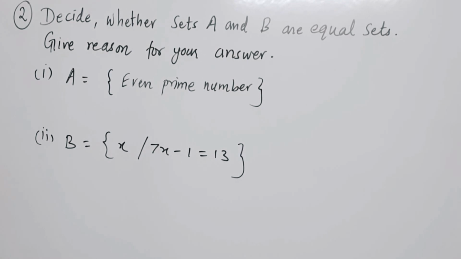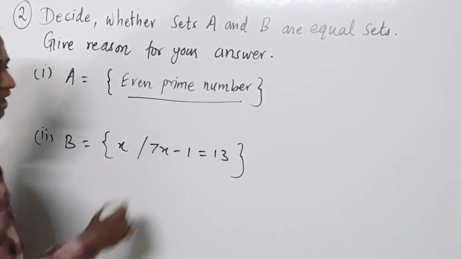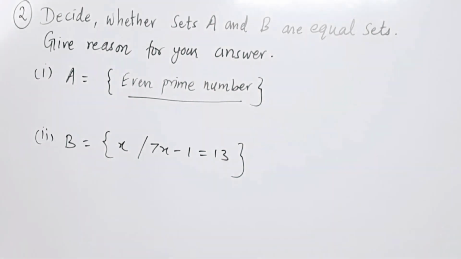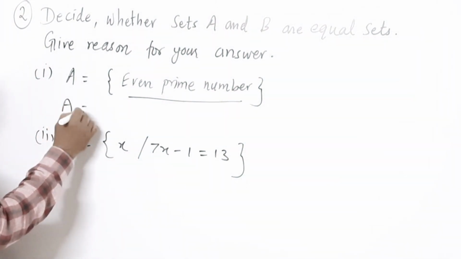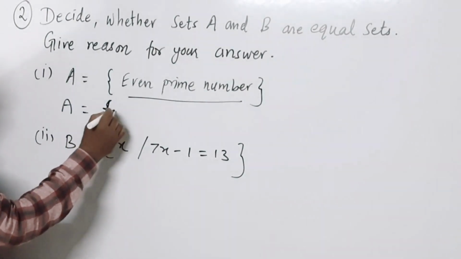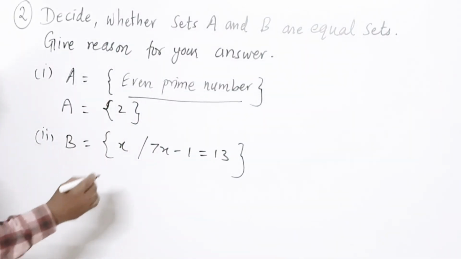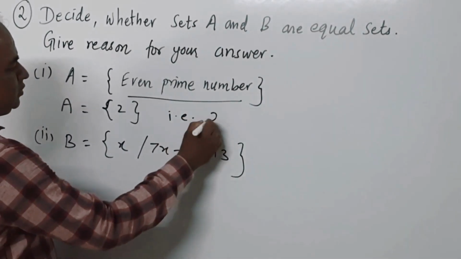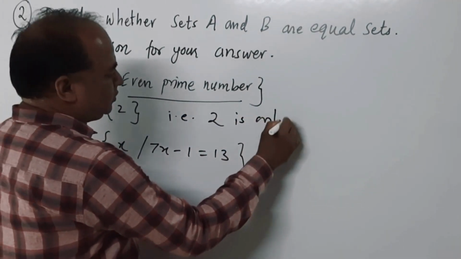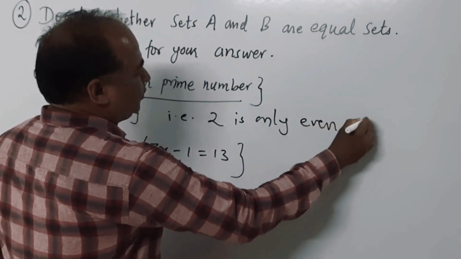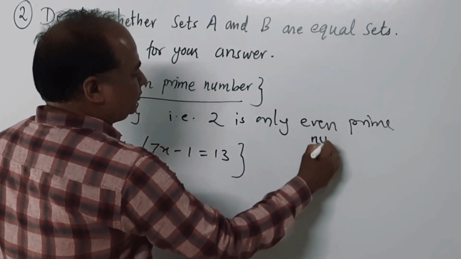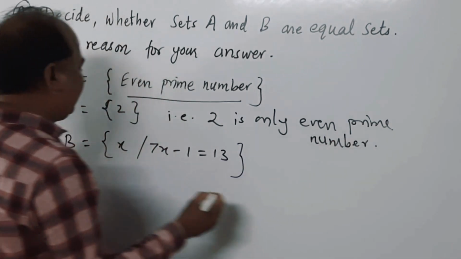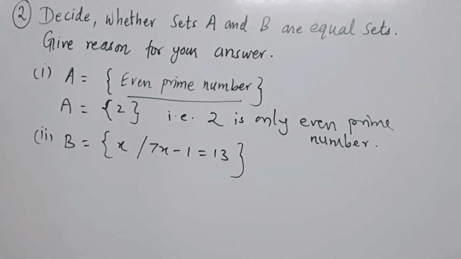Second example, decide whether set A and set B are equal sets. Give reason for your answer. Now set A is given as the set of even prime numbers. Now we know that 2 is the only even prime number. So set A contains only one element, 2.